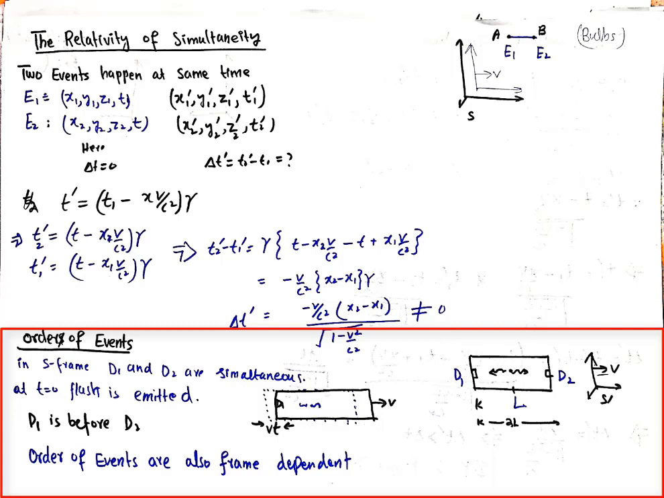In this video I have shown that two events that are simultaneous in one frame may not be simultaneous in another frame, and also that the order of events depends on the frame from which we are making our observation. So that is all for this video.